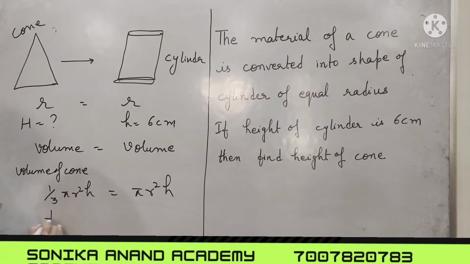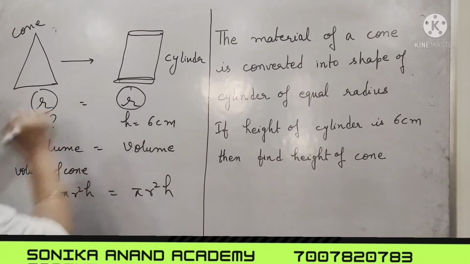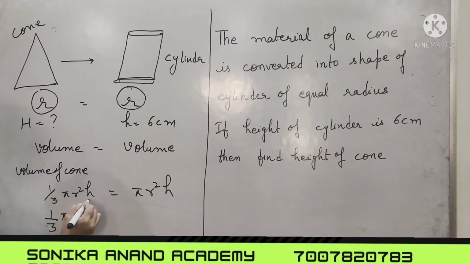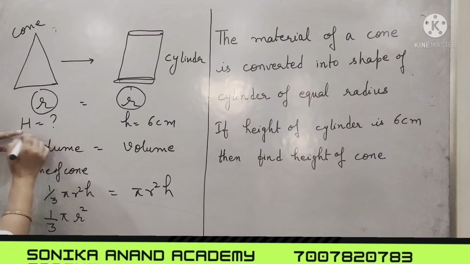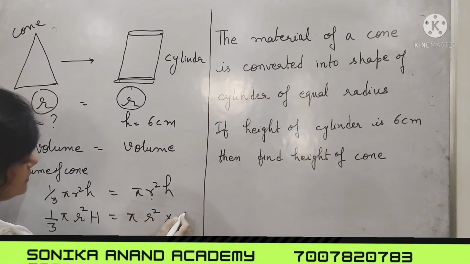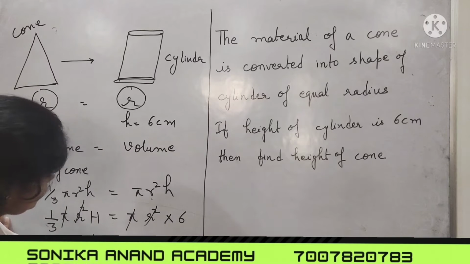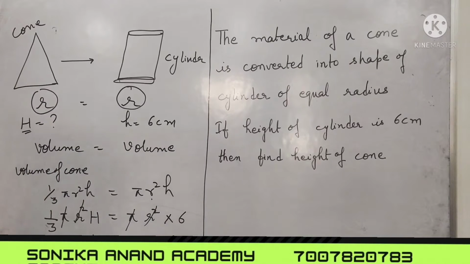So, we can easily equate both the volumes. Now, here we get 1 by 3 pi. It is also given that radius of cone is equal to radius of cylinder. So, we write over here r square. Now, height. Height of the cone we don't know. It is capital H. And here we have pi and radius is same r square and height of cylinder is 6. Okay. Now, we simply solve. This pi and pi get cancelled. R square gets cancelled. So, height of the cone becomes 6 into 3 which is equal to 18 centimeter. So, in this way we can solve very easily when one thing is converted into another.